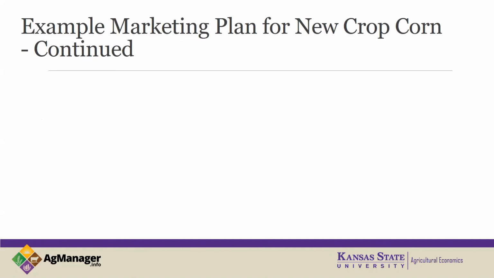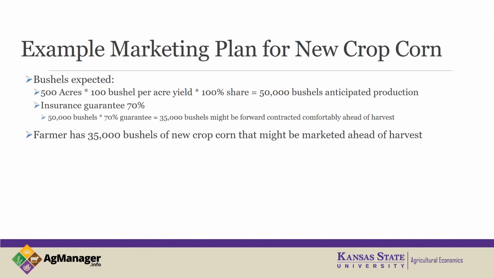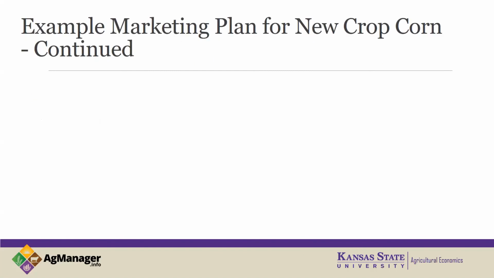So, let me go back real quick. Okay, so the farmer has 35,000 bushels of new crop corn that might be marketed ahead of harvest, because of the 70% guarantee they feel very comfortable that that would be covered. Okay, alrighty, let's move on very quickly.